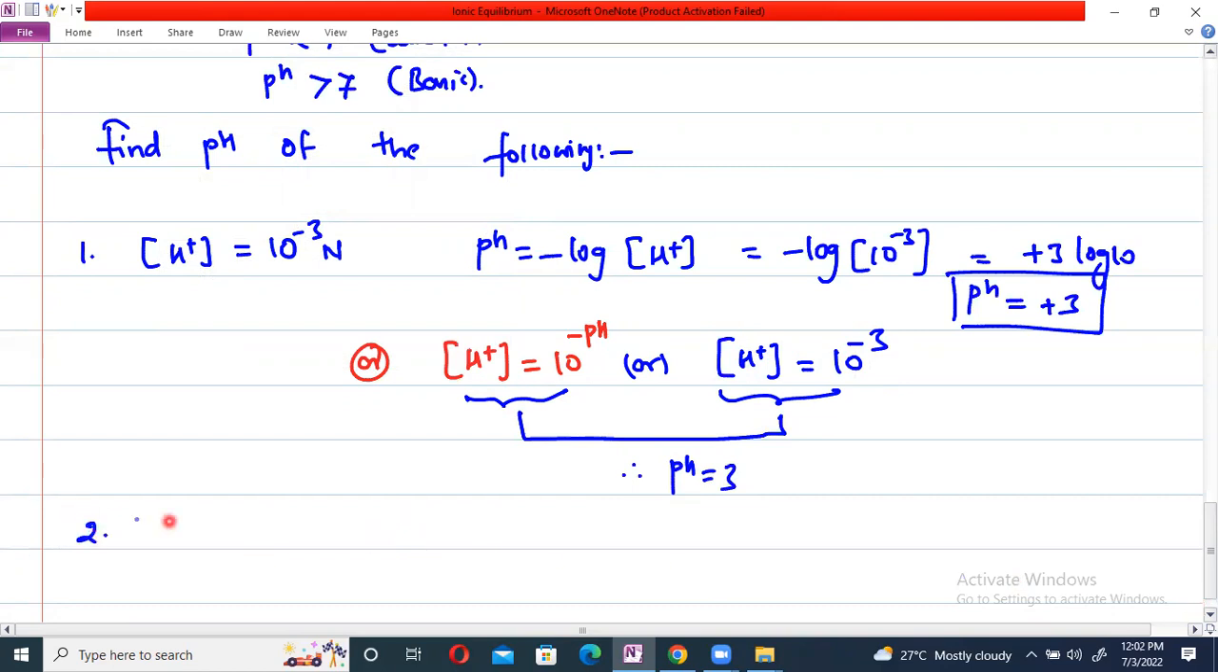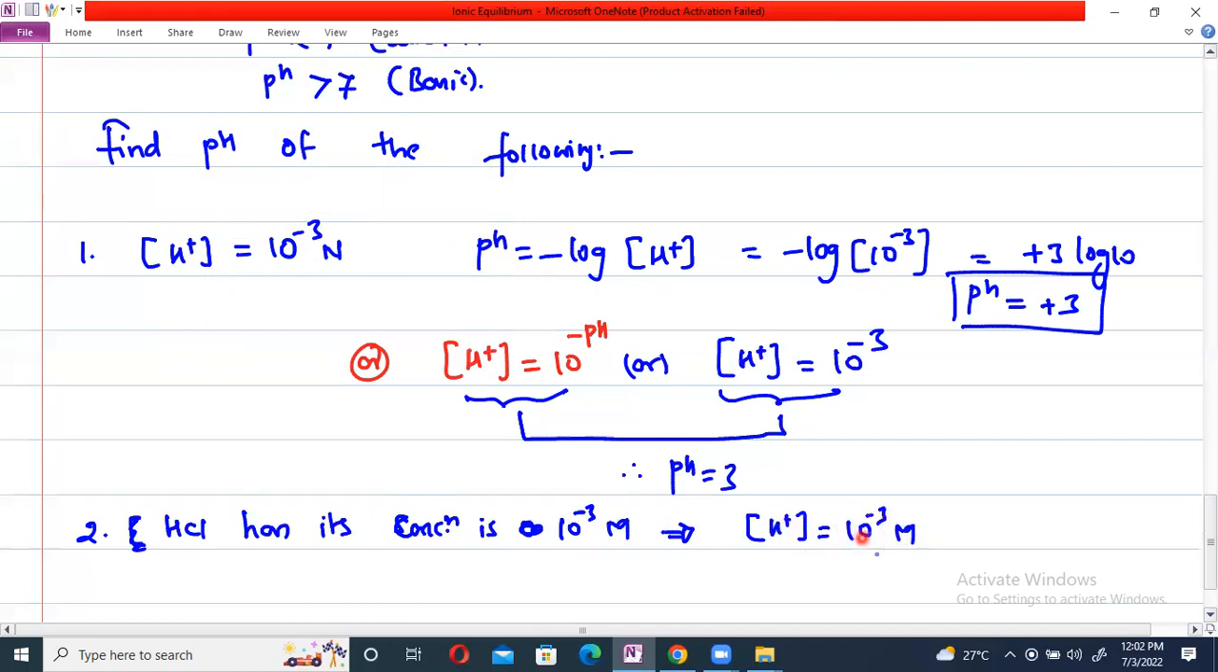Suppose the same question is given this way: HCl solution has its concentration 10 to the power of minus 3 molar. See, the solution is HCl, so the concentration of H plus is directly given as 10 to the power of minus 3 molar. But we know molarity must be converted into normality. So normality equals molarity into X. Molarity is given as 10 to the power of minus 3. How many H plus ions can HCl replace? So we can say 1. That is also 10 to the power of minus 3 normal, and directly pH equals 3.